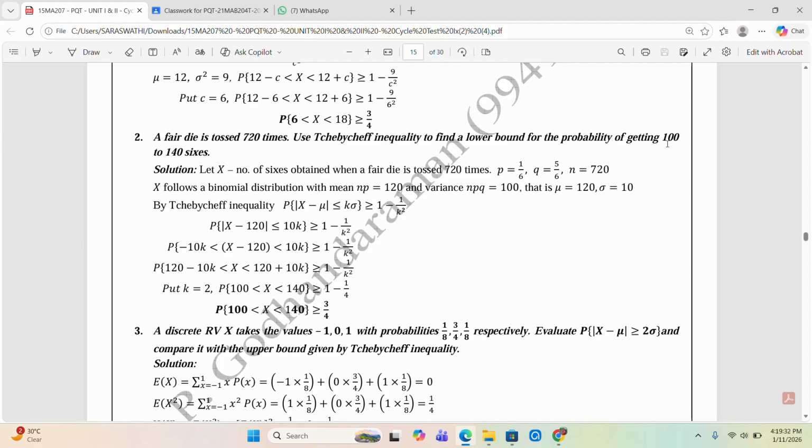So we have the question. Probability of 100 less than x less than 40, which is greater than or equal to, consider the same k value on the right hand side also: 1 minus 1 by 2 square equal to 1 minus 1 by 4. Take LCM 4: 4 minus 1 equal to 3 by 4. Therefore, this value is greater than or equal to 3 by 4.